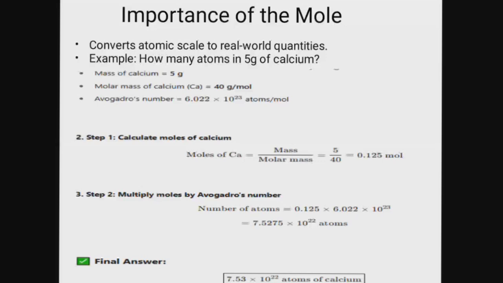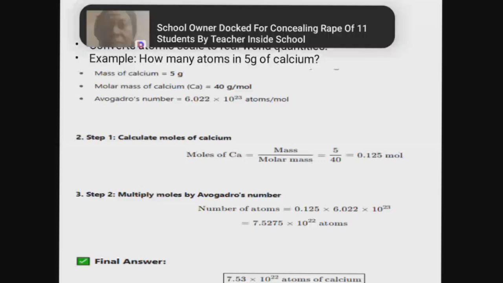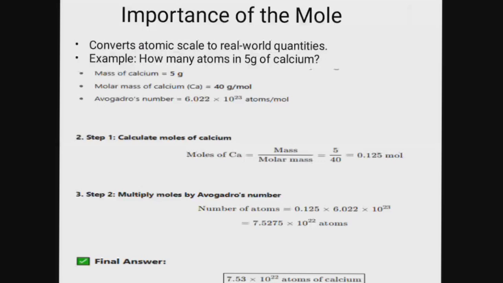Importance of the mole: the mole helps us to convert the atomic scale to real world quantities. For example, how many atoms are there in 5 grams of calcium? First of all, you have the mass of calcium, which is 5 grams given to us here. Then the molar mass of calcium is 40 grams per mole. Then the Avogadro number is 6.022 × 10^23 atoms per mole.